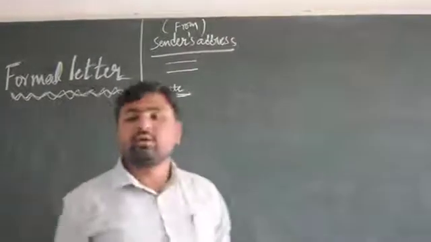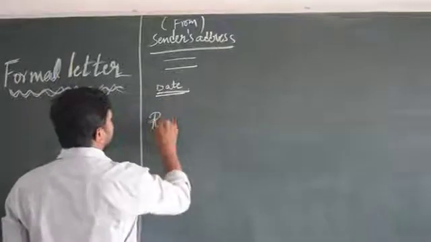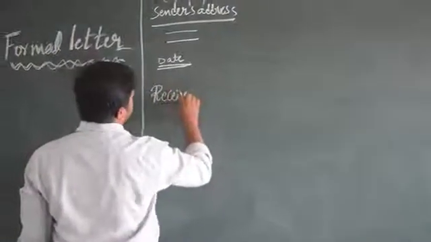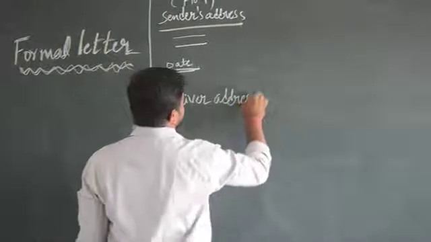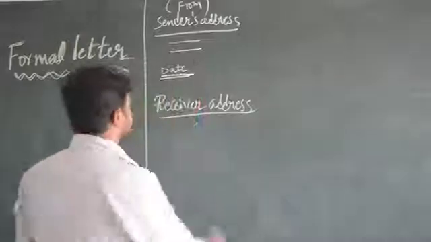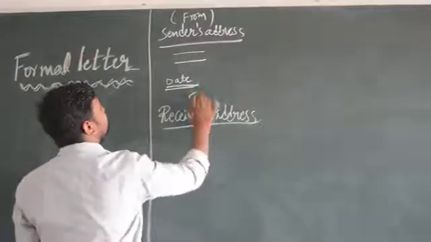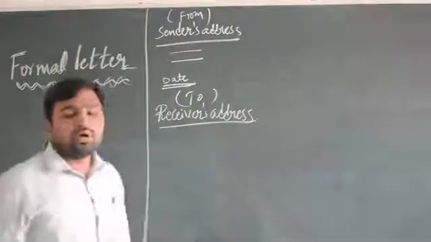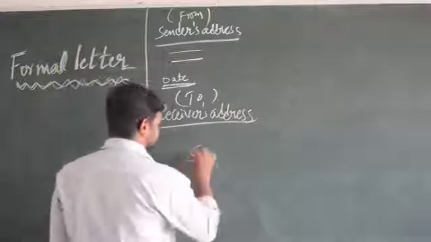Afterwards, what you have to write? You have to write the receiver address. You can write receivers or receiver address. That we call to. Then afterwards, what? Salutation.